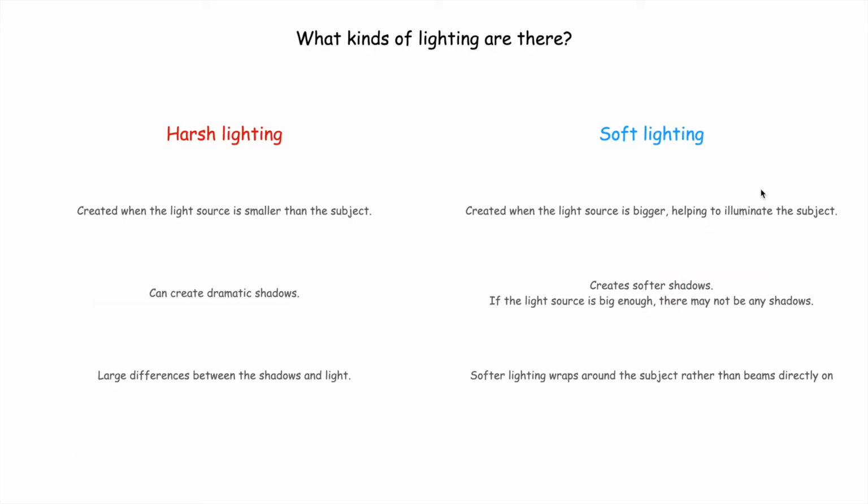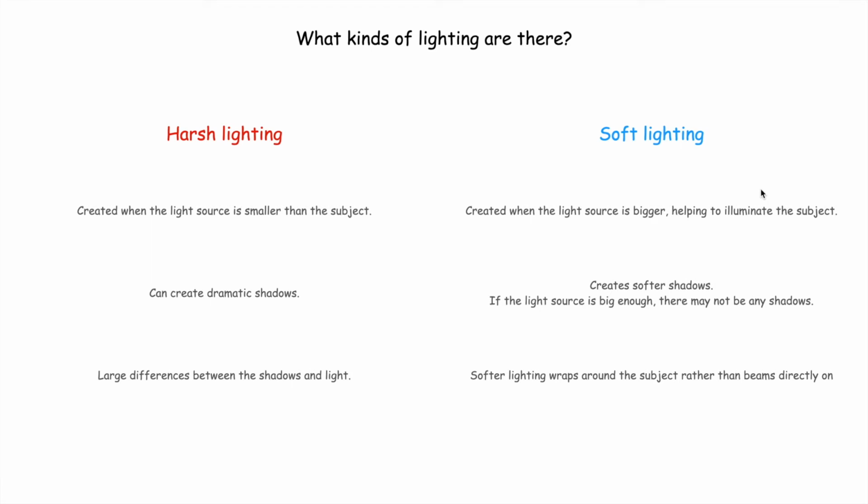So when we think about lighting, there are two types of lighting. There's harsh lighting and soft lighting, okay? One is the opposite of the other. So what is harsh lighting? As you can read here, it says, created when a light source is smaller than the subject, okay? So if you had your torch on your phone and you held it up to your face, it looks more harsh than the sun when the sun is shining on your face, okay? It looks more artificial. And for that reason, it can create very dramatic shadows, okay?